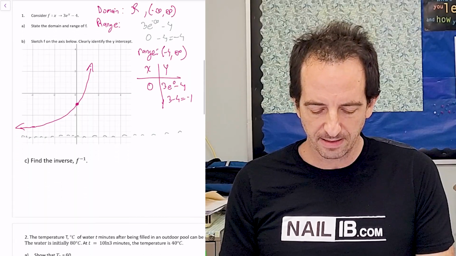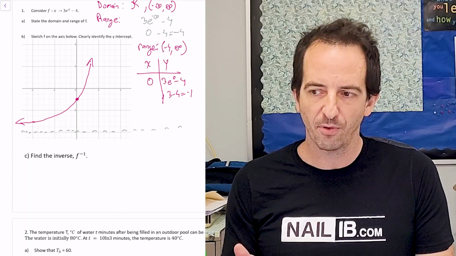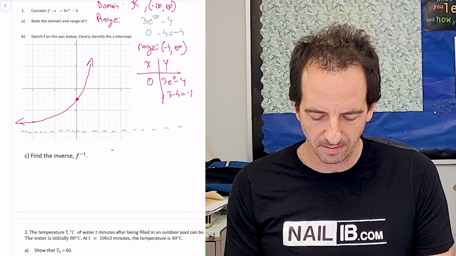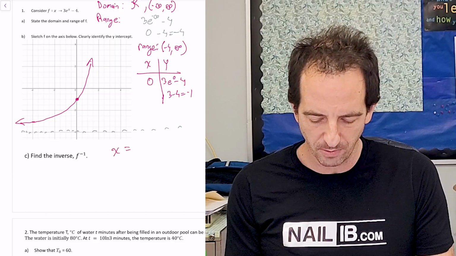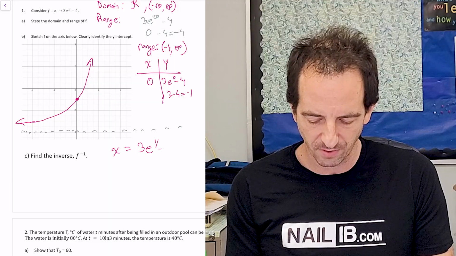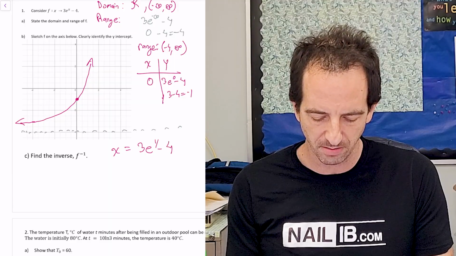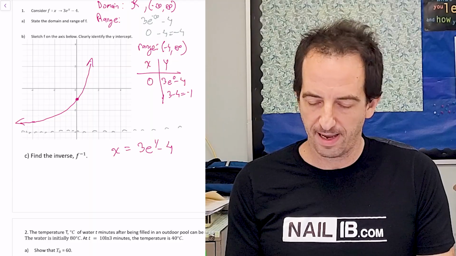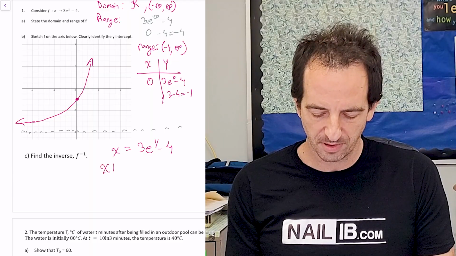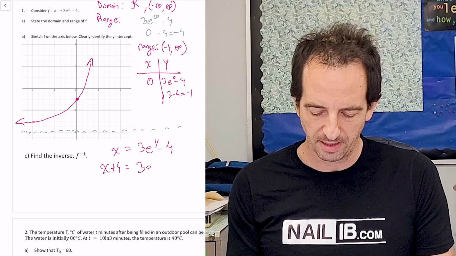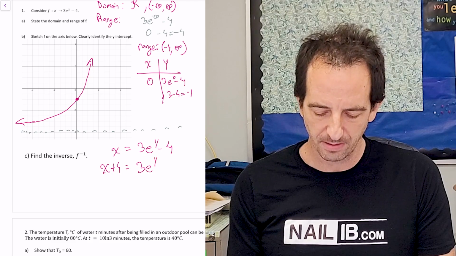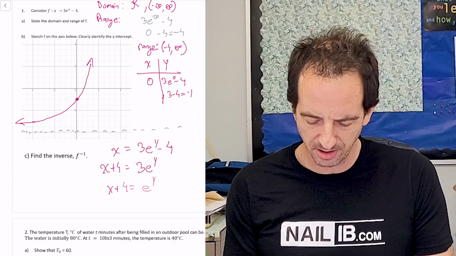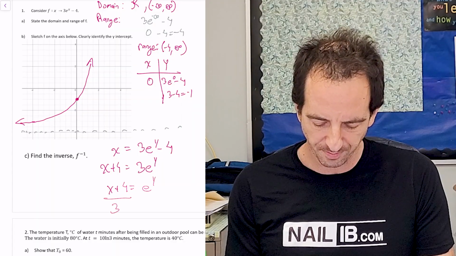And finally, let's take a look at the inverse. For all inverse functions, what are we going to do? We switch our variables. So in this case, we would say x is equal to 3e to the y minus 4. I switched the variables in that original function, and now we want to solve for y. So we add 4 to both sides: x plus 4 is equal to 3e to the y. Divide by 3: x plus 4 over 3 is equal to e to the y.